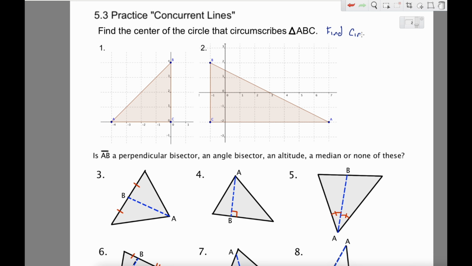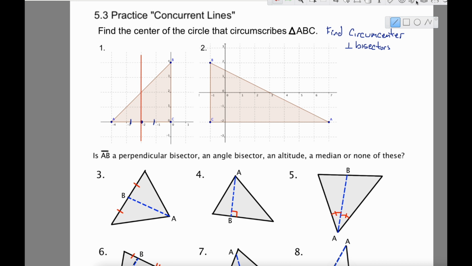So that matches with circumscribe, circumcenter, and in order to find the circumcenters, we need the perpendicular bisectors. Okay, so let's take a look at AC here. Where's the perpendicular bisector? Well, first I have to find the midpoint. So I know the midpoint from -4, 0 to 0, 0 is -2, 0. And then I know this line is horizontal, so a perpendicular to a horizontal is a vertical line. So I'm going to do a vertical line through there.